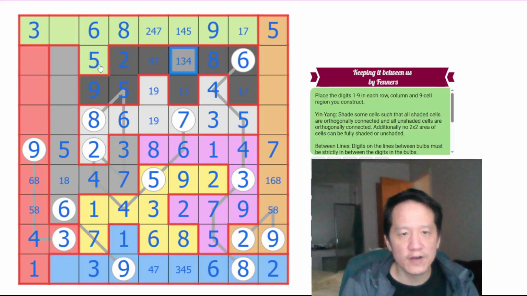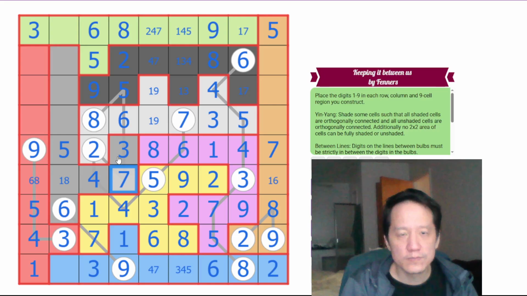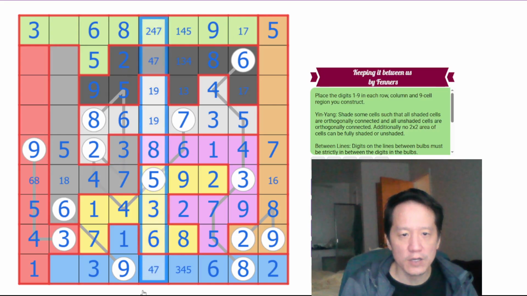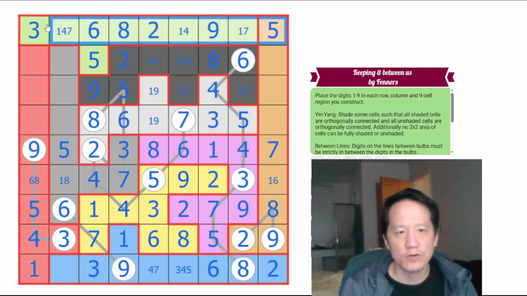This can't be 5 because of this 5 here. This can't be 5 because of that 5, so it must be 8, which makes that 5. This can no longer be 8 here. Where is the 2 now in column 5? It has to be here. This can't be 5 because of the 5 already in the region. The remaining digits must be 1, 4, or 7 in row 1.